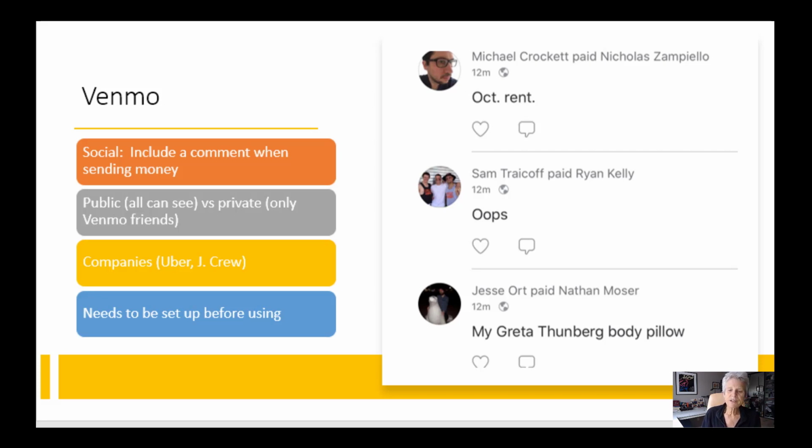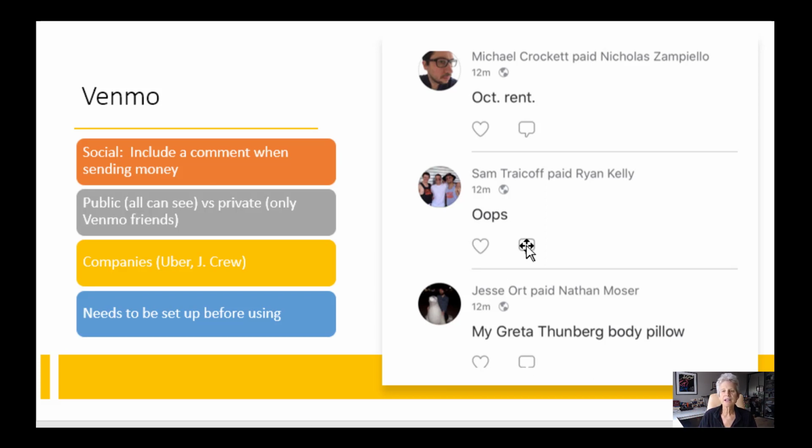Like individuals, the business needs to set it up before you can use it with the business. Individuals will need to set it up as well. They will have to have an account with Venmo. And the reason why it's social is that each exchange of money between friends, you're going to be asked to provide a comment. Now, no one really cares what the comment is. It could be anything, but you do have to say something, or you could put an emoticon, a little diagram there if you prefer that.